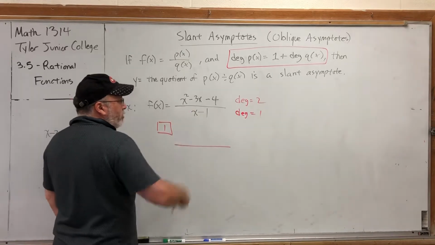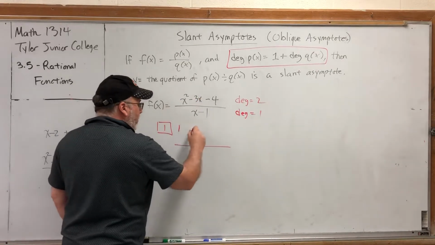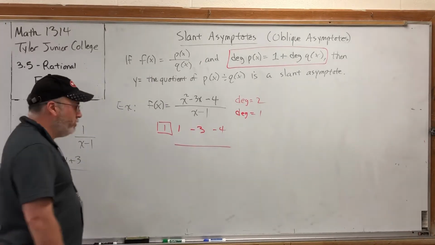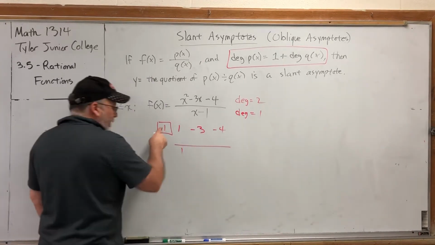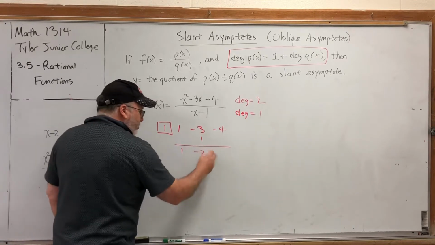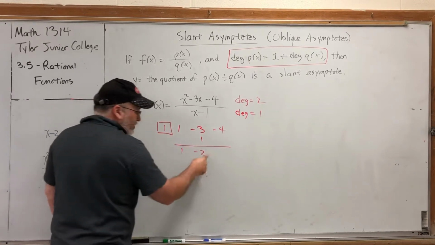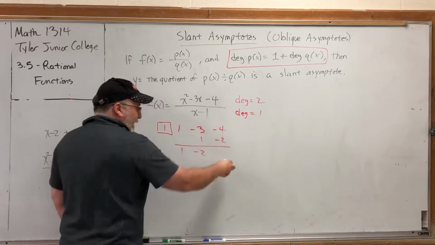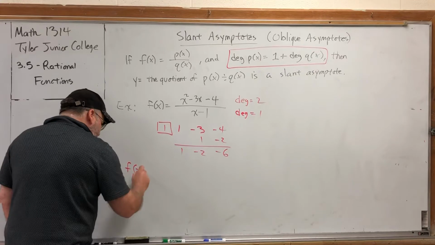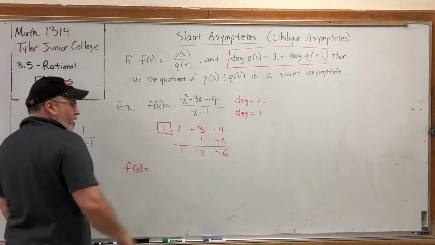The top row is the coefficients of the dividend, so 1, -3, -4. This will be a quick synthetic division. Bring down the 1, multiply by the box. 1 times 1 is 1. Add to get -2, multiply by the box. 1 times -2 is -2. Add to get -6.